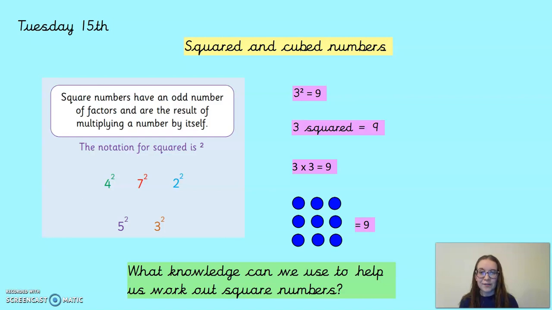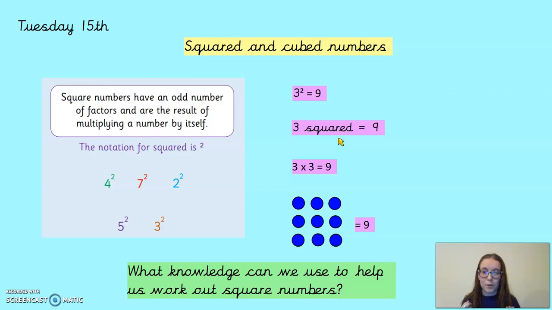So let's dive in. Now a squared number is the result of timesing a number by itself. We're timesing it by itself one time. My example here is 3 times 3 equals 9, which means 9 is a squared number. So 3 squared is equal to 9. I've got two different ways of writing it down there.